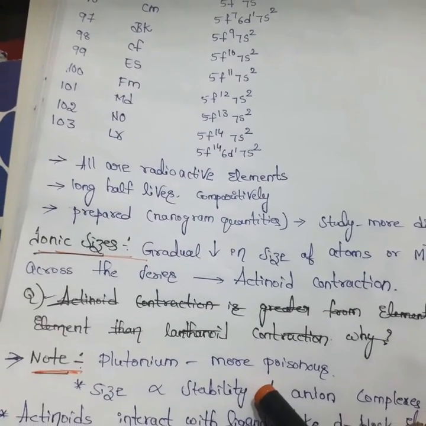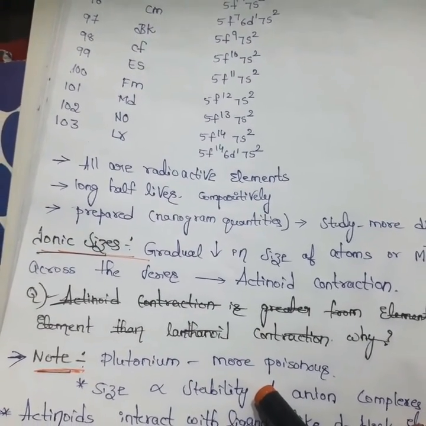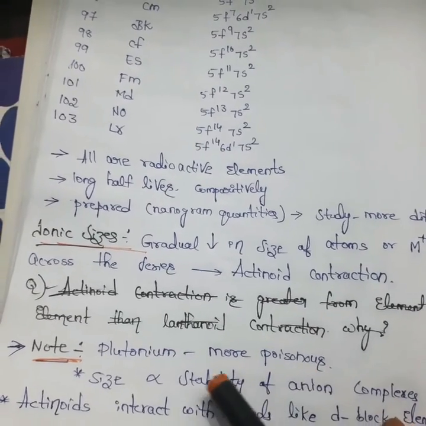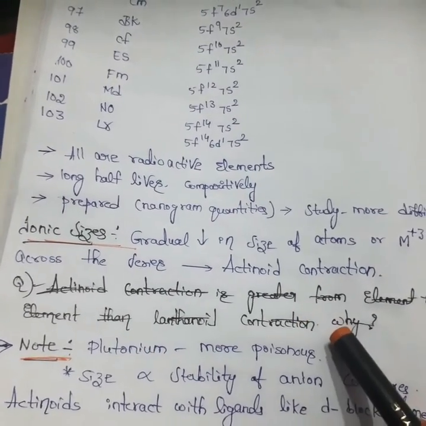Next, note: plutonium is more poisonous. Among the actinoids, the more poisonous one is plutonium.